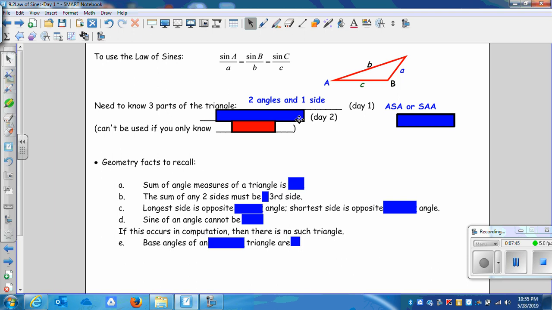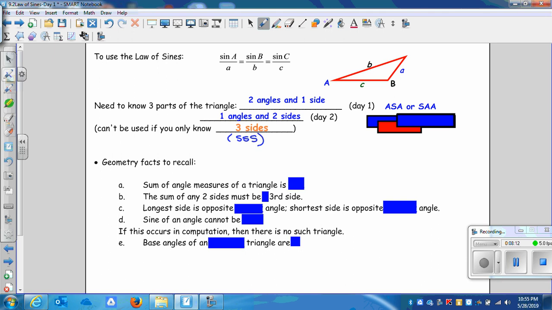Now tomorrow in the next lesson we'll be looking at scenarios that use law of sines where you have one angle and two sides. There is a scenario you cannot use law of sines, and that's where you have three sides. You're not allowed to use that. So what we can do here is say that you can't use it if you know side, side, side. So we'll be using what's called the law of cosines for that.